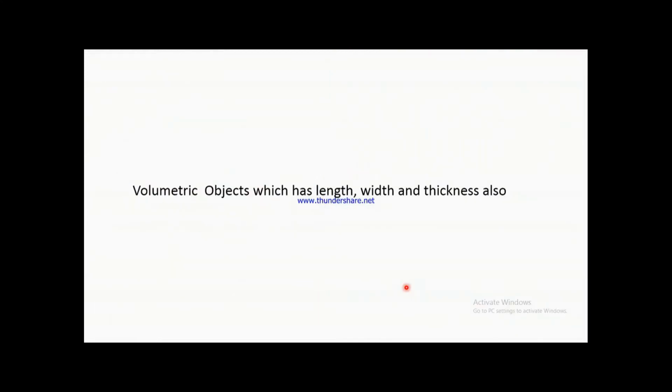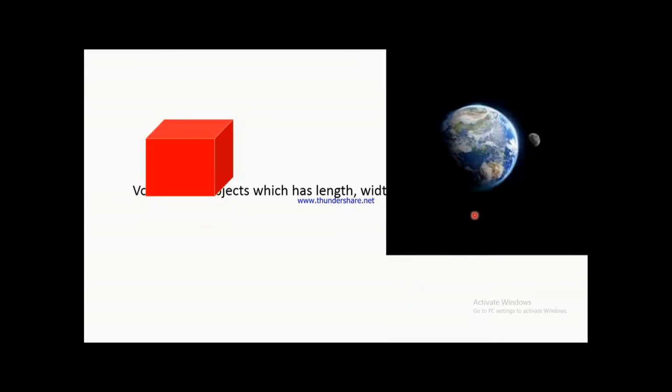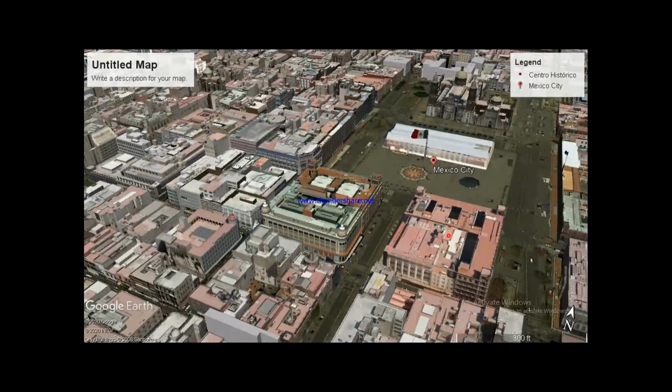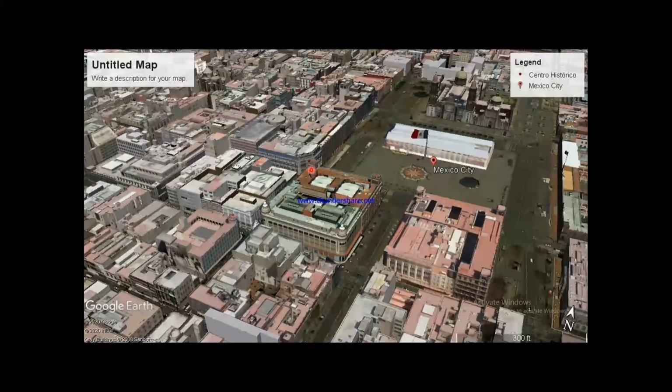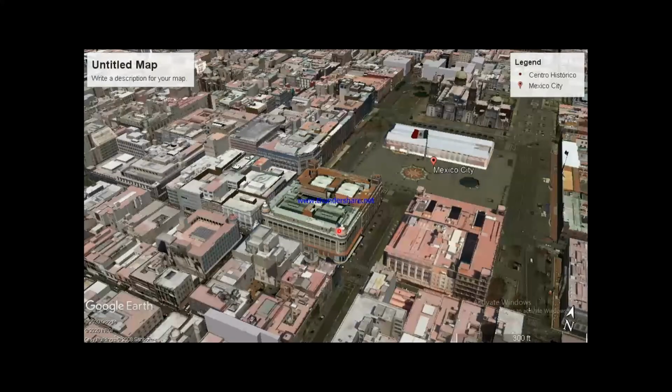Some volumetric objects are also around us which have width, length as well as thickness, like this. The planet Earth, its satellites and other planets are volumetric objects. These buildings, block of buildings, are volumetric objects because this has length, width as well as thickness.